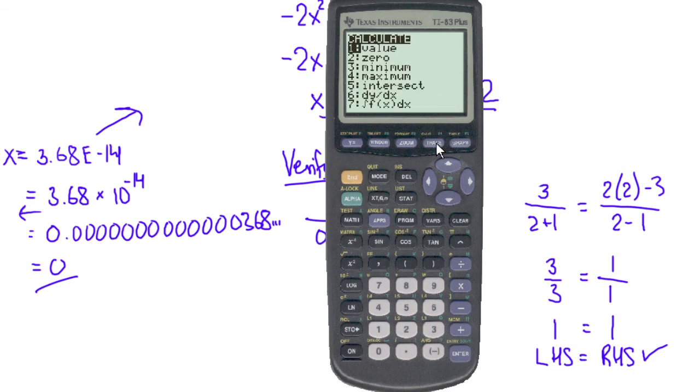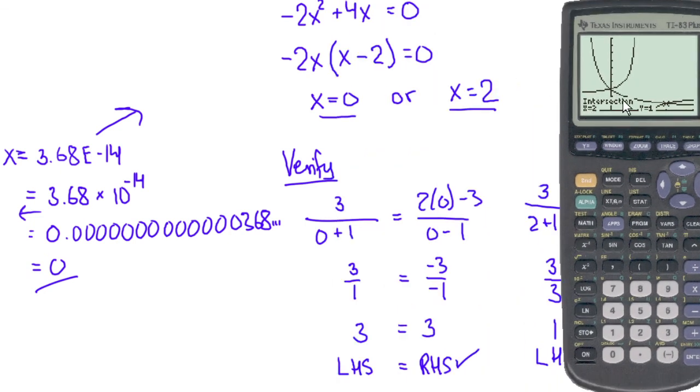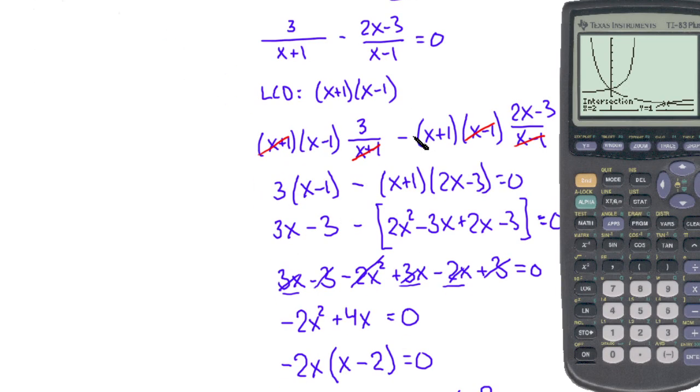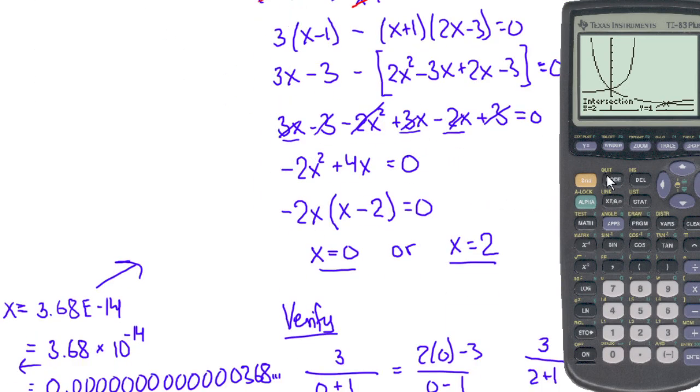So second trace, again, intersect. Now we want to move that cursor closer to that right-hand intersection point, somewhere over there. Enter, enter, enter. And this is supposed to be 2, and we got exactly 2. But you could have also got 1.99999, and the implication being that you need to round that to 2. Okay? All right, I think that's everything. This is a large question. I think we've covered everything here. I hope that helps. And until next time, see ya.